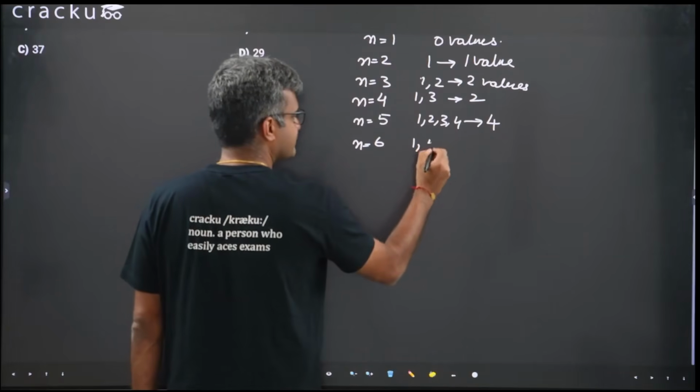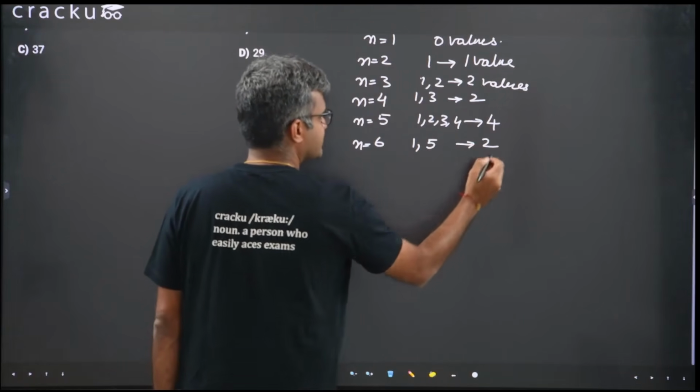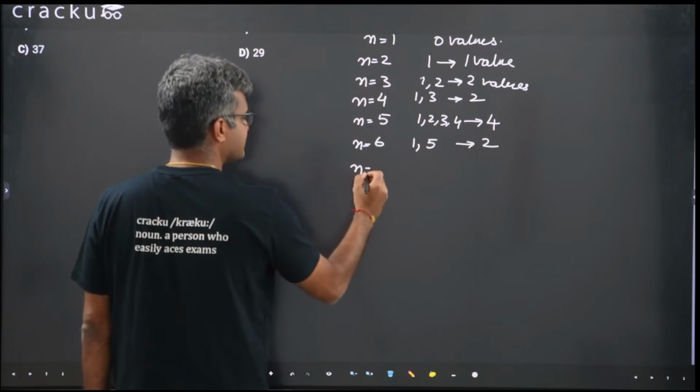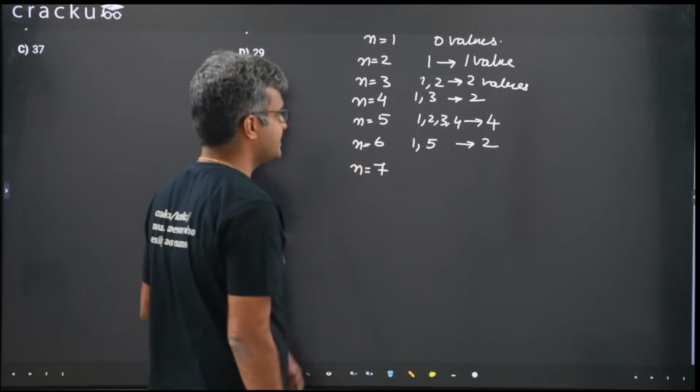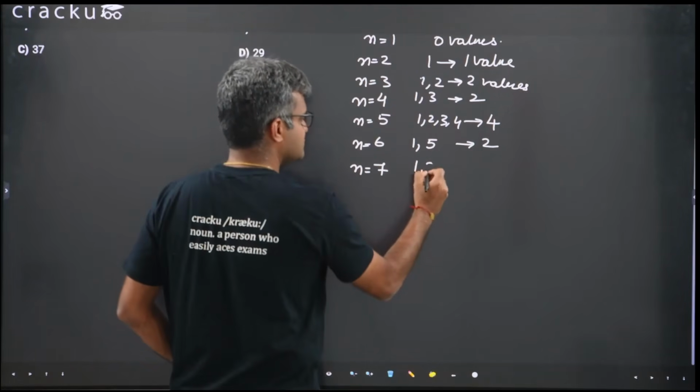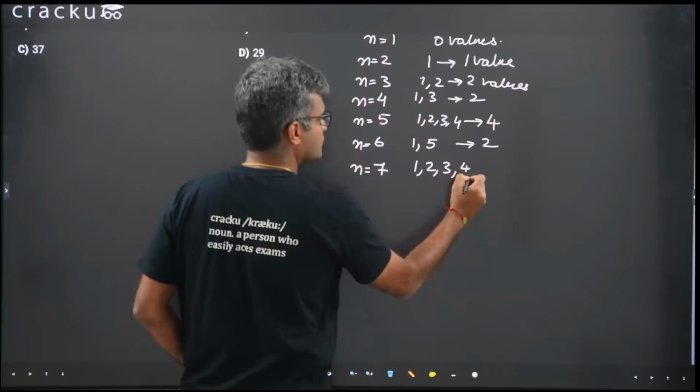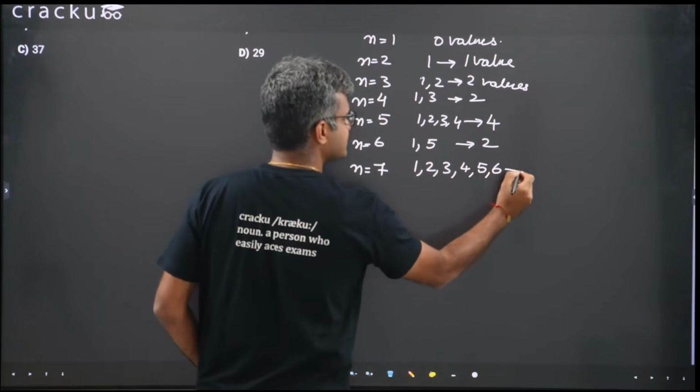When n is equal to 6, m can be either 1, it cannot be 2 or 3 or 4, or it can be 5. So again it can take 2 values. When n is 7, because 7 is a prime number, it is very easy to calculate the values that m can take. M can be 1 or 2 or 3 or 4 or 5 or 6, so it can take 6 values.